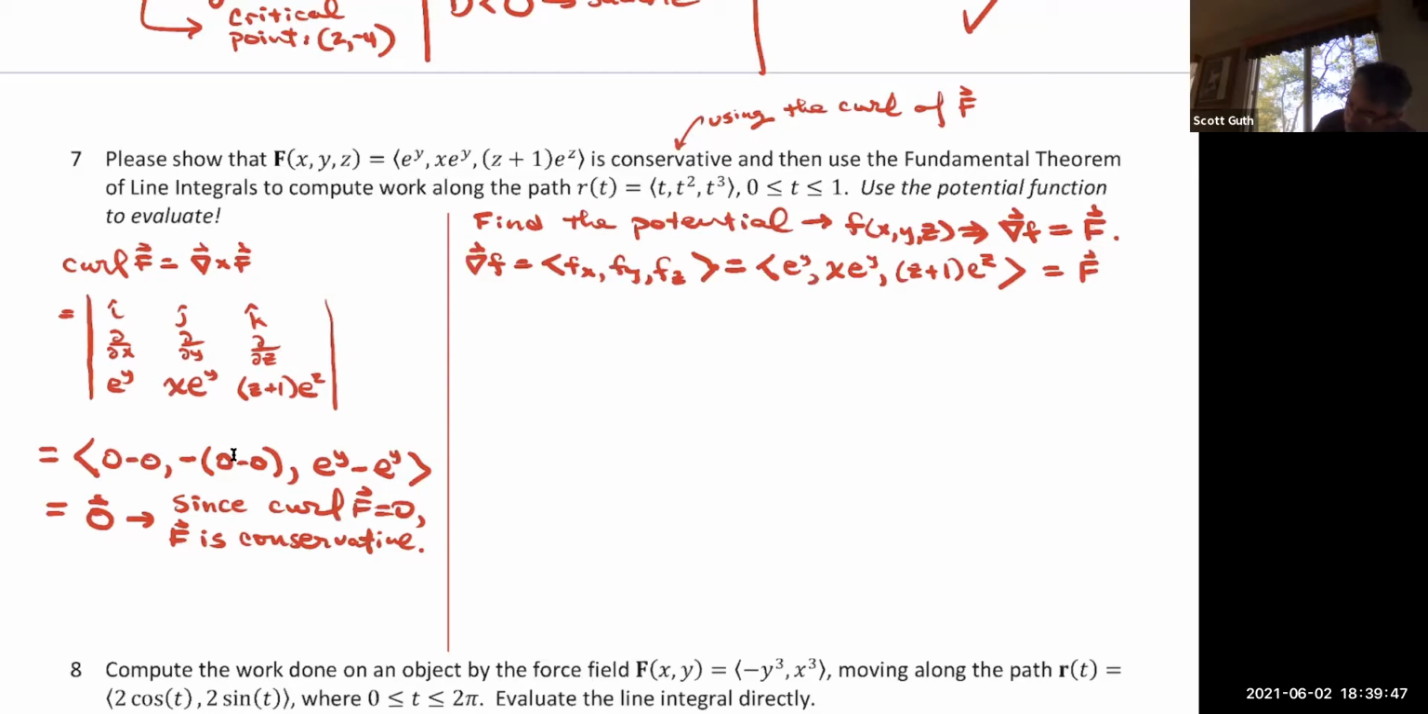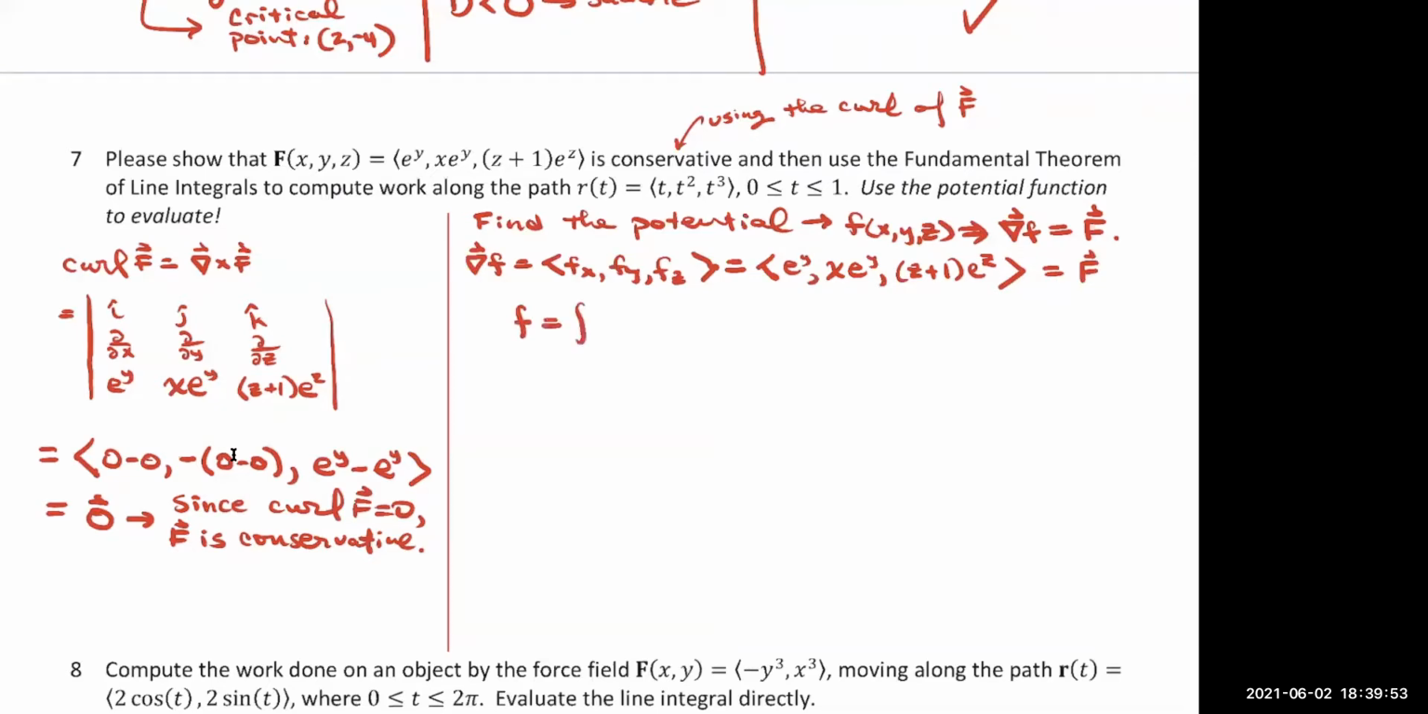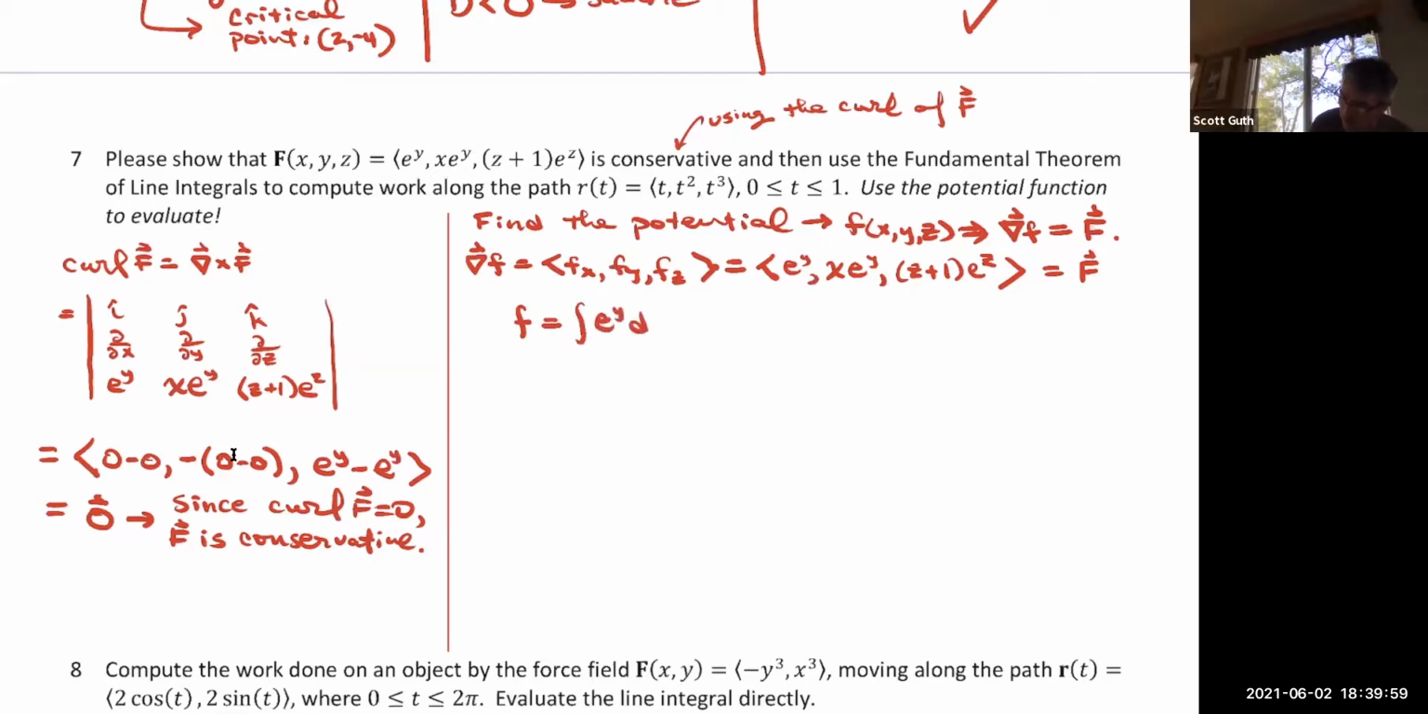Now, pairing things up, f would be the antiderivative of e to the y dx. So this is going to be x. Remember, this is a dx integral with an e to the y, so that's just a constant. The antiderivative is x times the constant, so that's x e to the y. But then any function of y and z will be treated as a constant as well. So you'd have a c1 of y and z, like that.